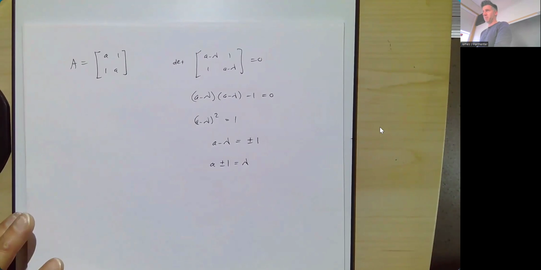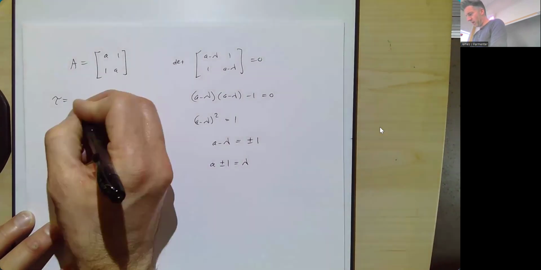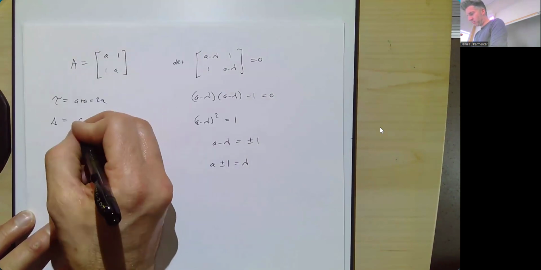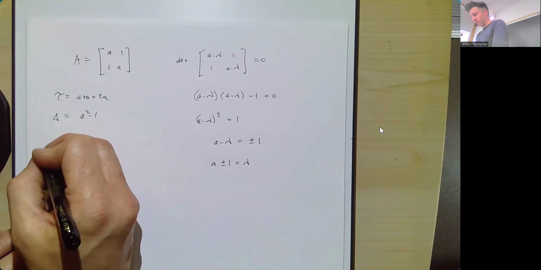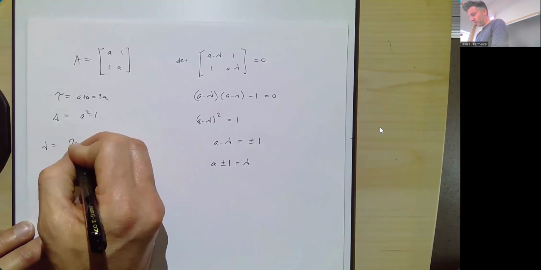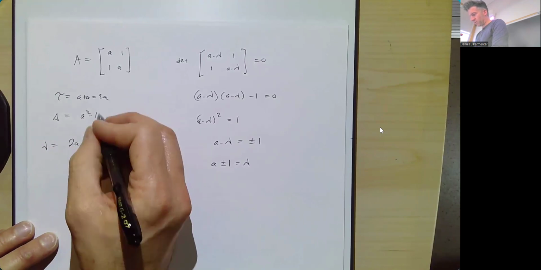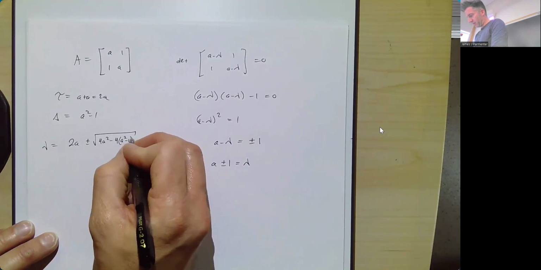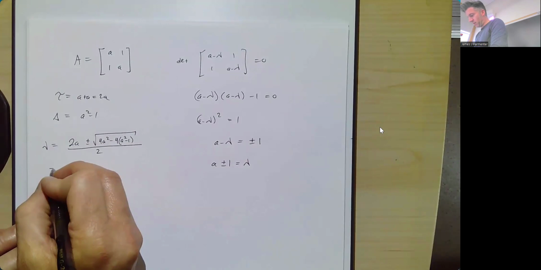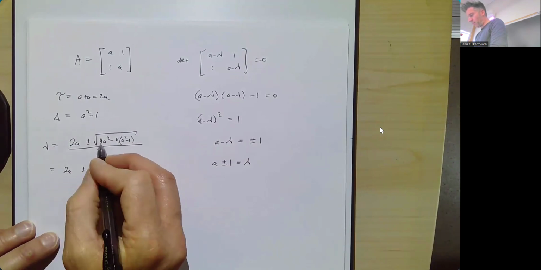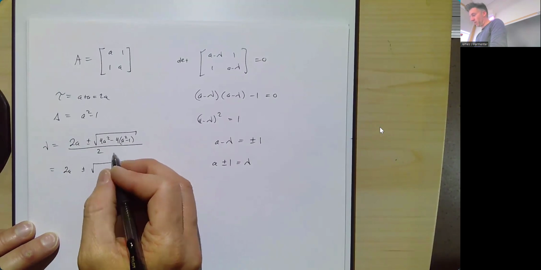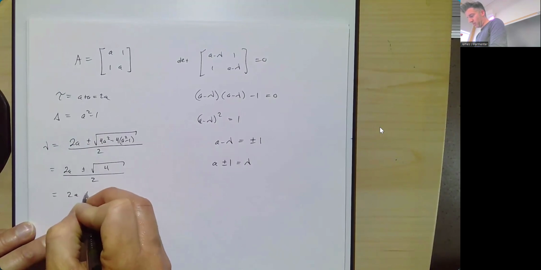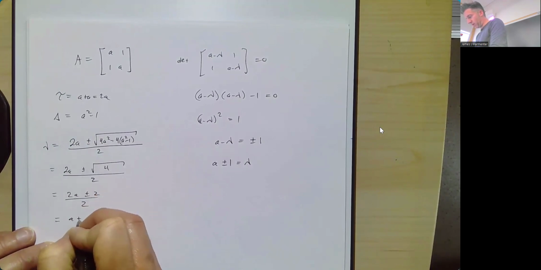Let me check the trace determinant method just to be sure. The trace here would have been a plus a, which is 2a. The determinant would be a squared minus 1. So then using the trace determinant method, my lambda should be the trace plus or minus the square root of the trace squared minus 4 times my determinant, over 2. That's going to be 2a plus or minus the square root of 4a squared minus 4a squared, which cancels out, and minus 4 times minus 1 is positive 4, all over 2. And yeah, that's 2a plus or minus 2 over 2, which is a plus or minus 1. Okay, good to check.